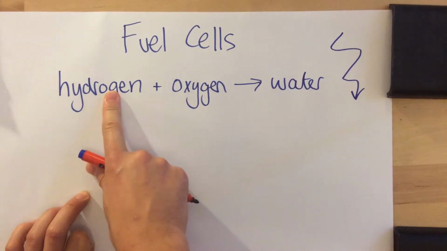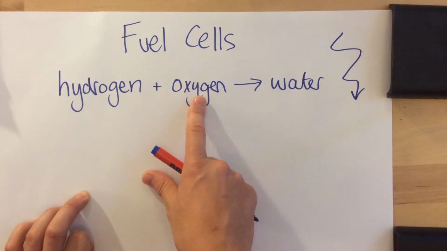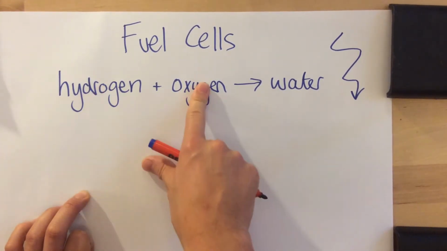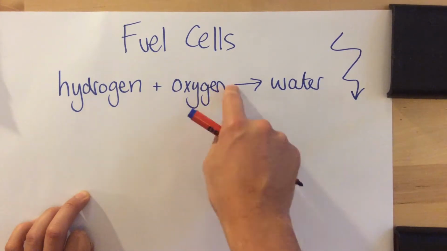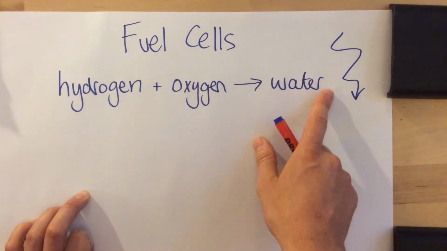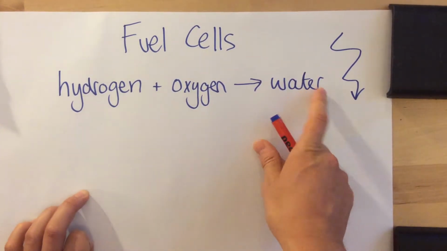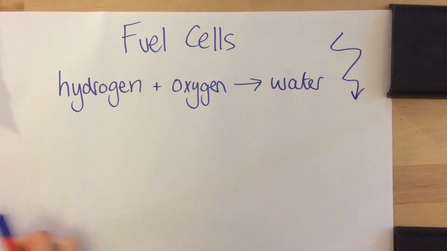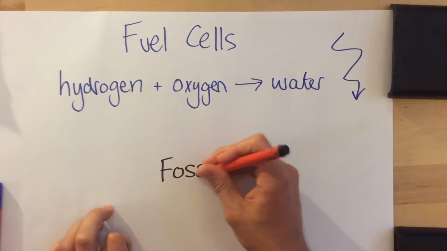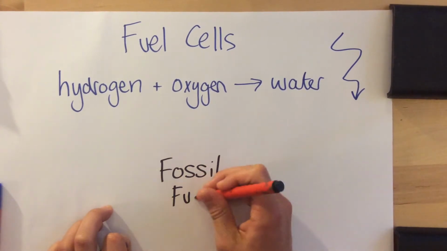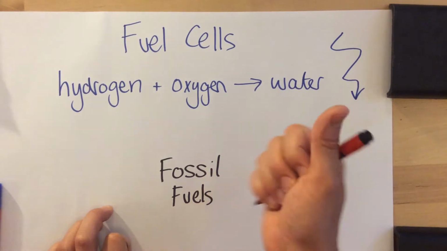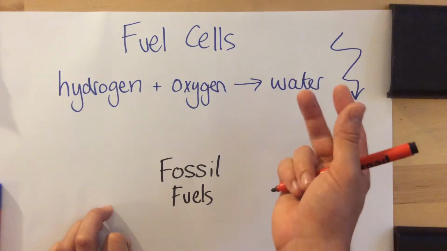Now, this is an equation to show the reaction that goes on in a hydrogen-oxygen fuel cell. So we can see that we have hydrogen and oxygen reacting together to produce just water and also enough energy to generate electricity. So why do we need to learn about fuel cells? The reason is, at the moment, a lot of our electricity comes from burning fossil fuels. The three types of fossil fuels are coal, oil, and natural gas.